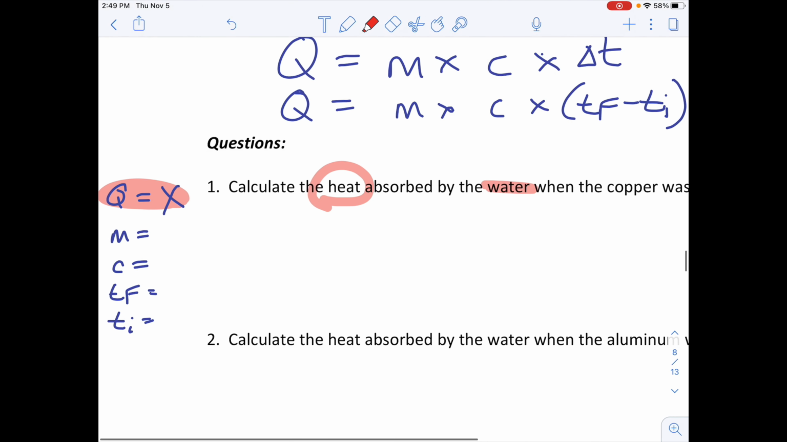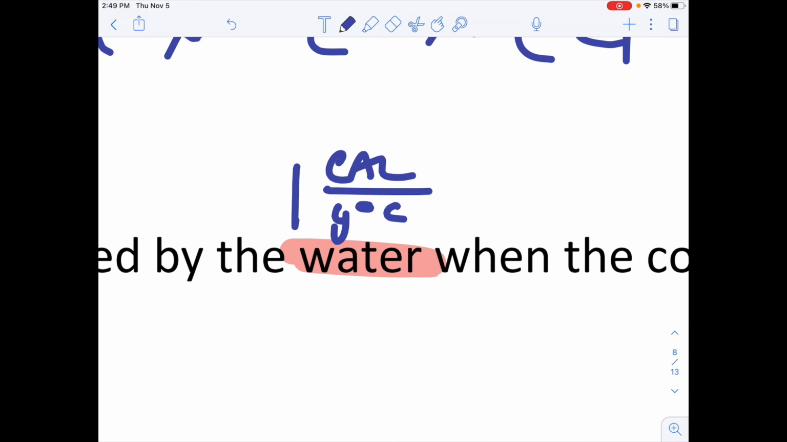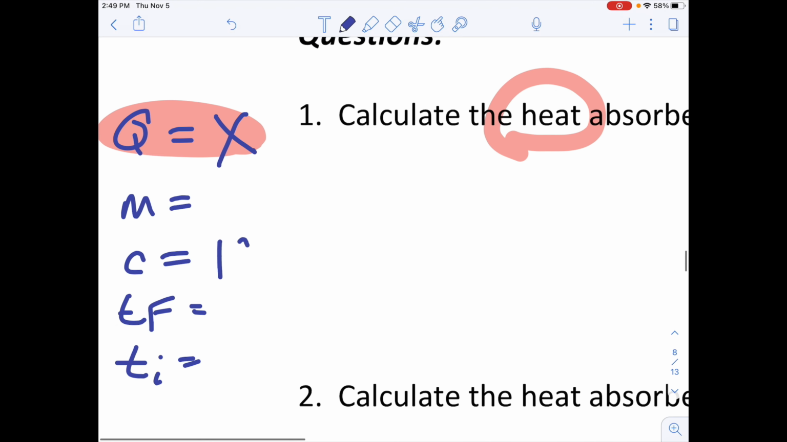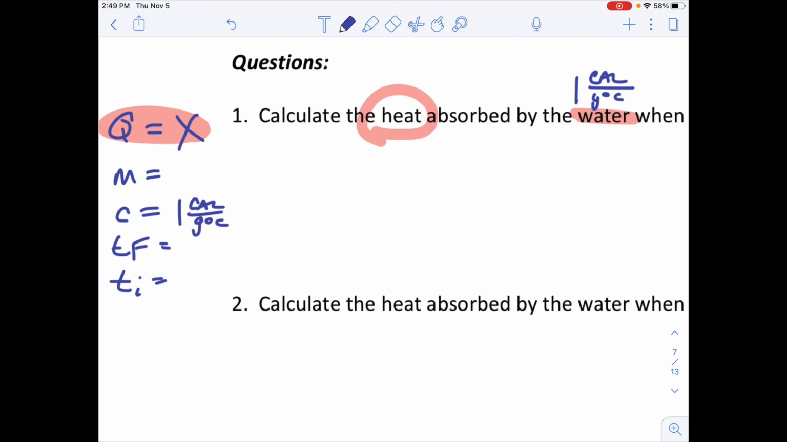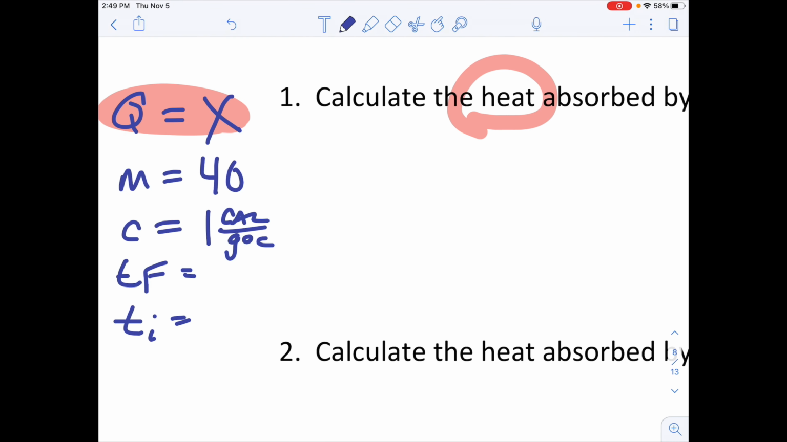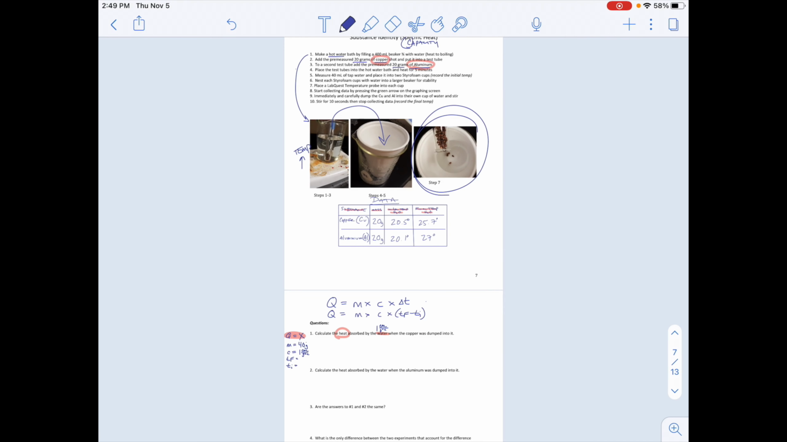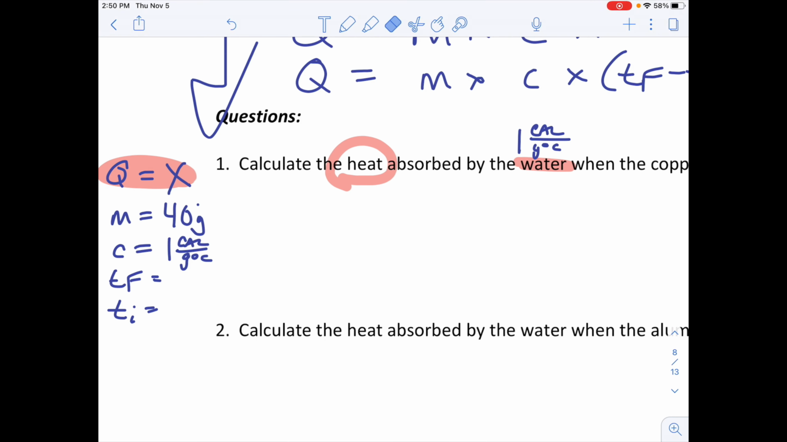And it wants to know about water. Water is really important. Its specific heat is 1 calorie per gram degrees Celsius. That is something you just need to know. So I can go ahead and plug that in right here. The other information I need is its mass. Well, I used 40 grams of water, because if I use 40 milliliters of water, 1 milliliter equals 1 gram. So they're equal. That's how I get 40 grams of water.